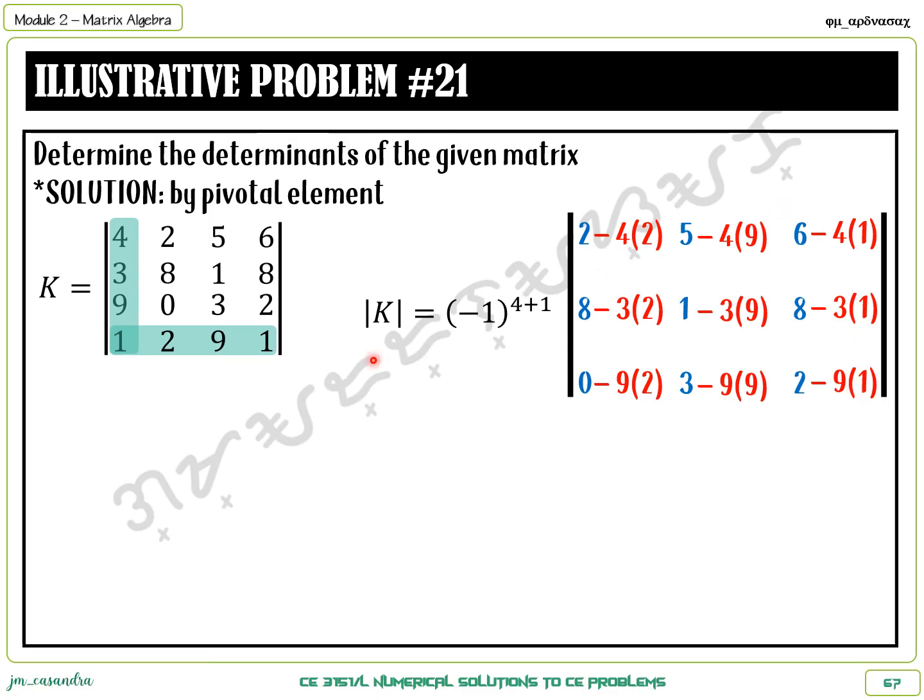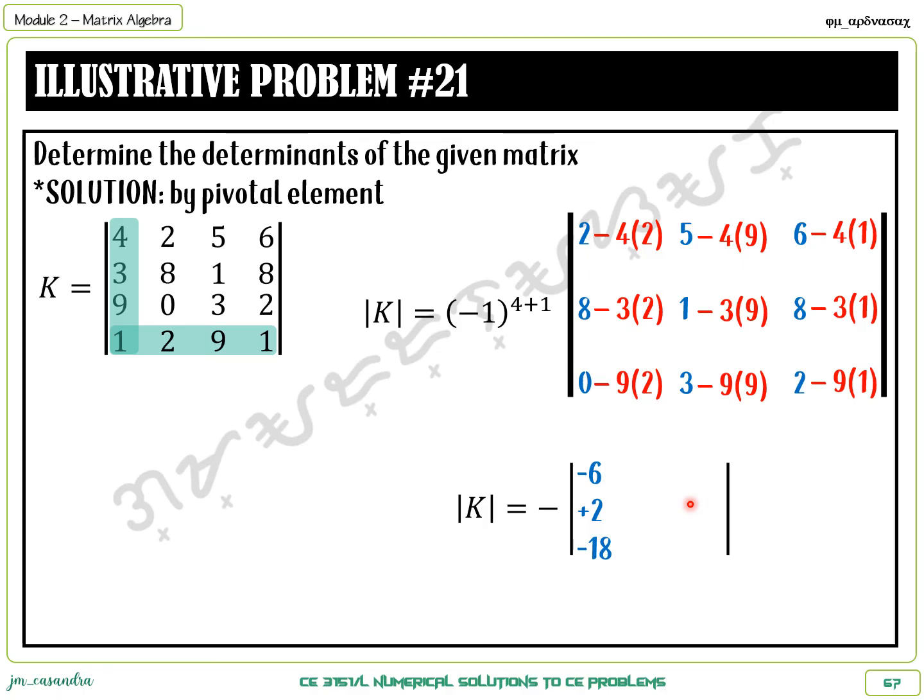So we'll have negative 1 raised to 4 plus 1. That will now be a negative value. So simplify the values of the elements. So the 4 by 4 becomes a 3 by 3 matrix. So we'll have now 2 minus 8, that's negative 6. 8 minus 6, that's 2. 0 minus 18 is negative 18.